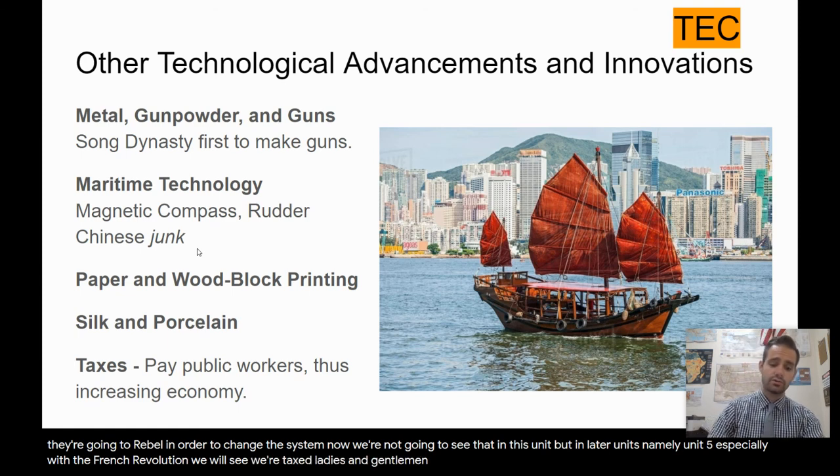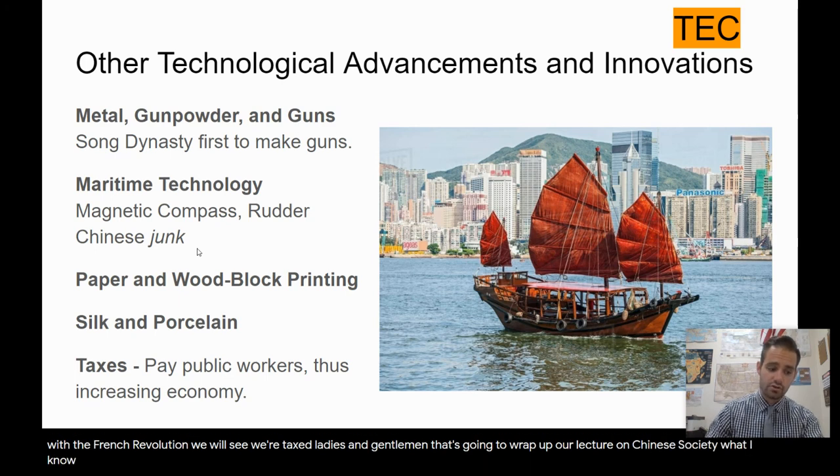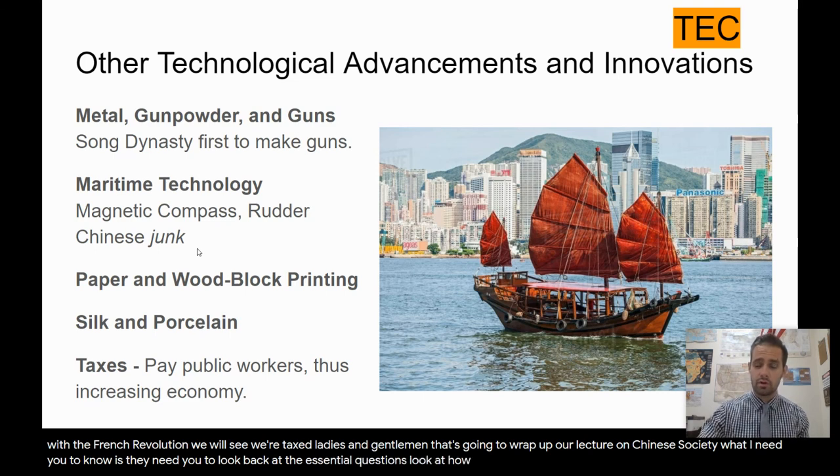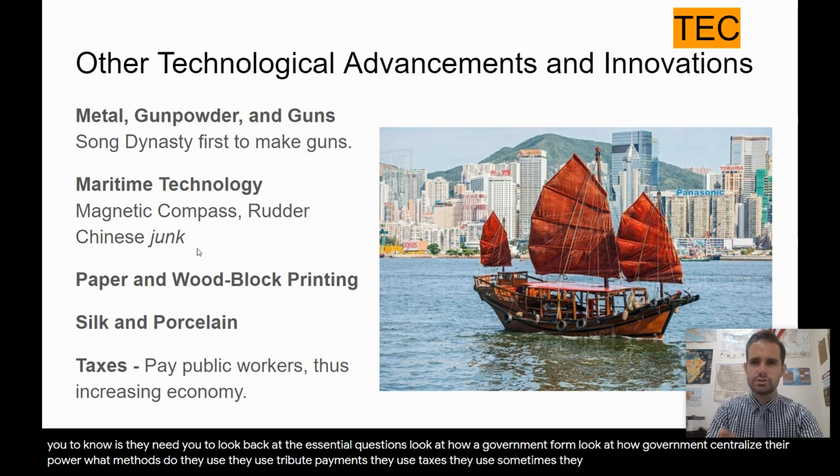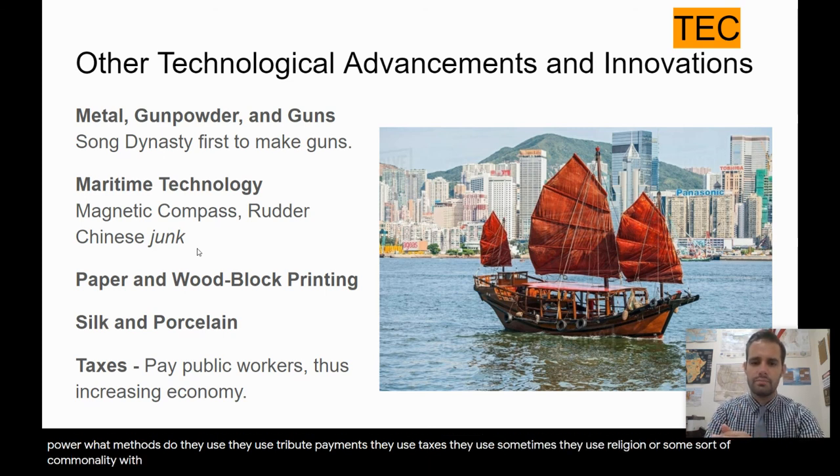Ladies and gentlemen, that's going to wrap up our lecture on Chinese society. What I need you to know is I need you to look back at the essential questions. Look at how governments form. Look at how governments centralize their power. What methods do they use? They use tribute payments. They use taxes. Sometimes they use religion or some sort of commonality with the people in order to centralize their power.